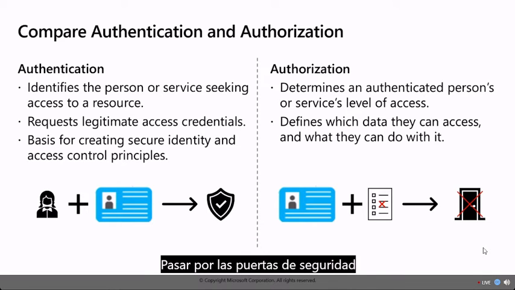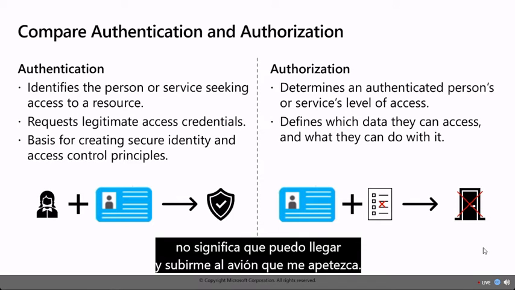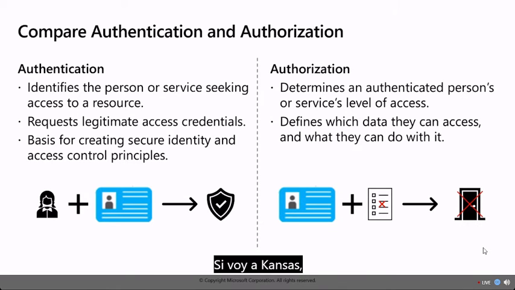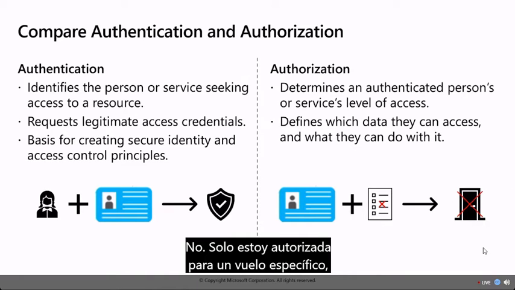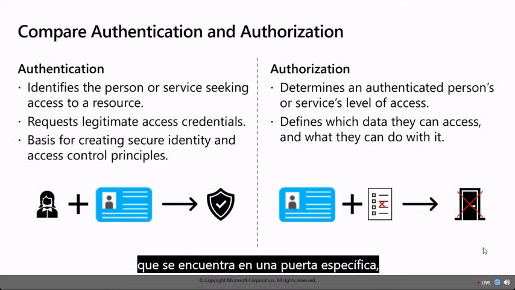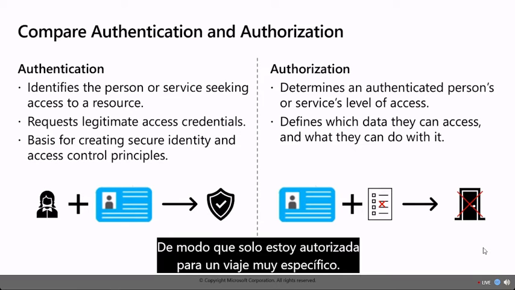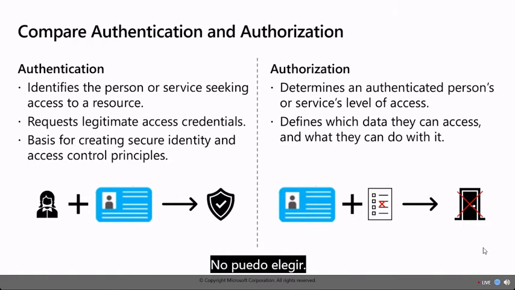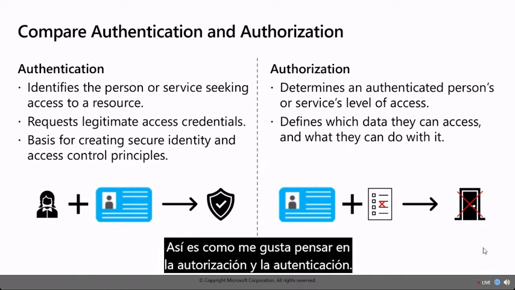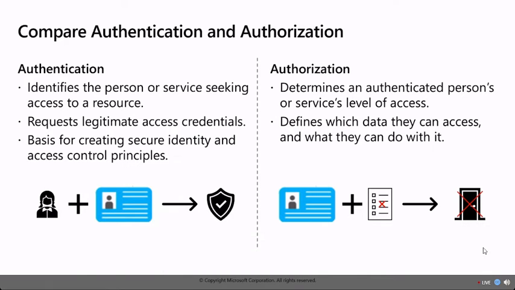Now, once I'm through the security gates, that doesn't mean I get to hop on whatever plane I'd like. If I'm going to Kansas, I can't change my mind and say, you know what, I'm going to go to Bali. No, I'm only authorized for a specific flight, which is at a specific gate on a specific plane at a specific time. And guess what? Even when I get on the plane, I have a specific seat. So I'm only authorized for a very specific trip. I don't get to pick and choose.